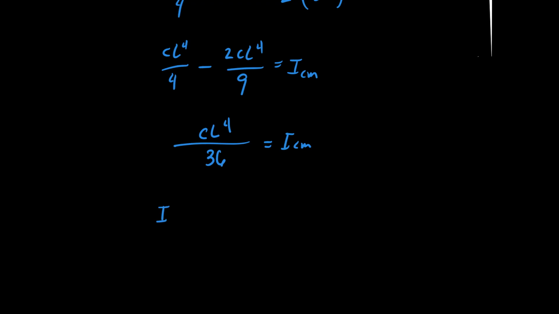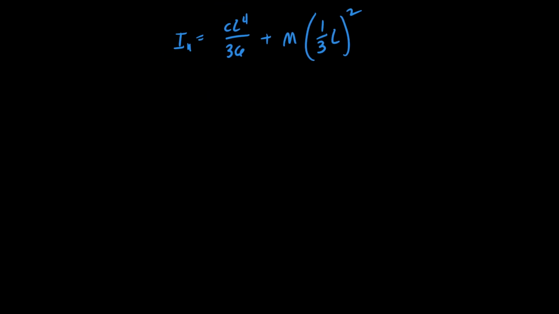So I parallel equals CL to the fourth over 36 plus mx squared. You guys are making me do a lot of this work. You should do all of this. I shouldn't do any of it. I guess keep my brain nice and juicy here. CL squared over 2 times 1/3 L squared.